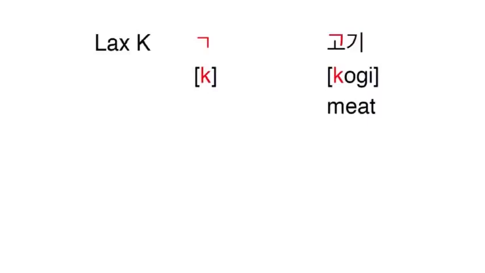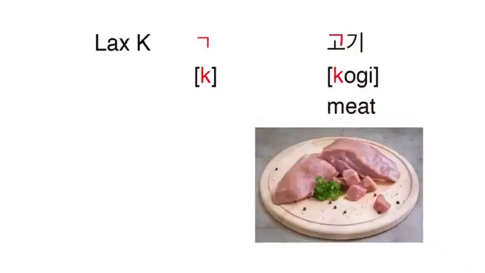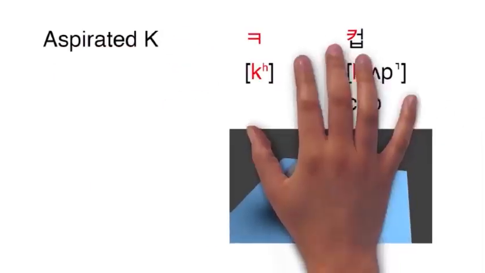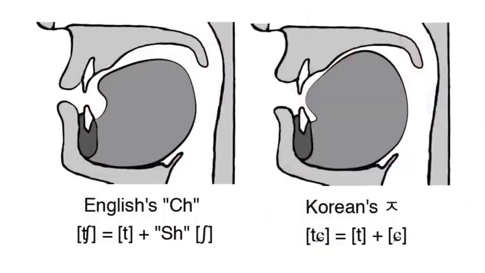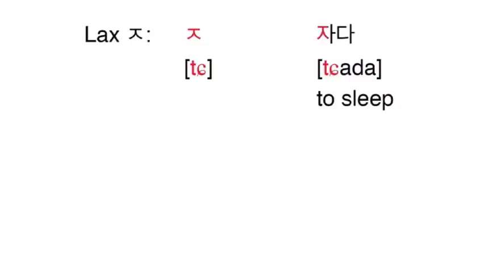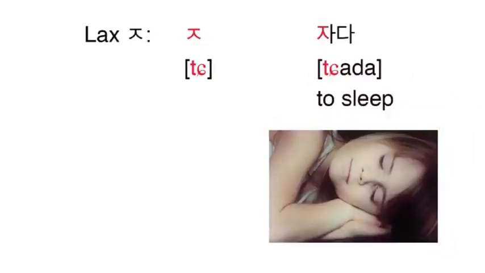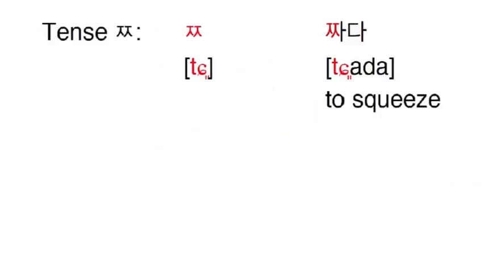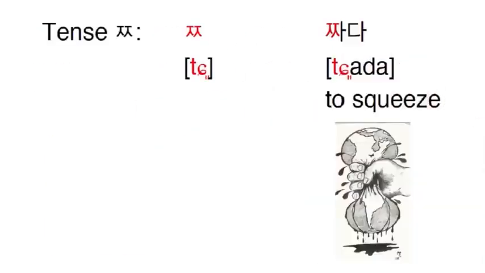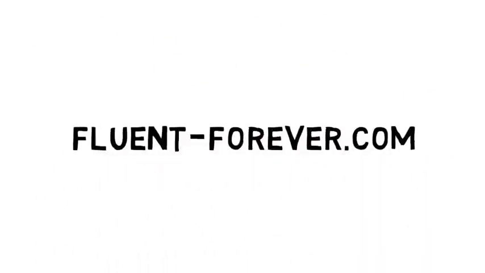Then came the Ks. lax G as in 고기, aspirated K as in cup, and tense G, K as in goma. And finally, the three ch sounds, which are made in a similar way to ch in English, except your tongue is much closer to the roof of your mouth. There was lax version j as in chada, the aspirated version ch as in chada, and the tense version j as in chada. And that is all for this video. Next stop, we'll cover the remaining consonants.